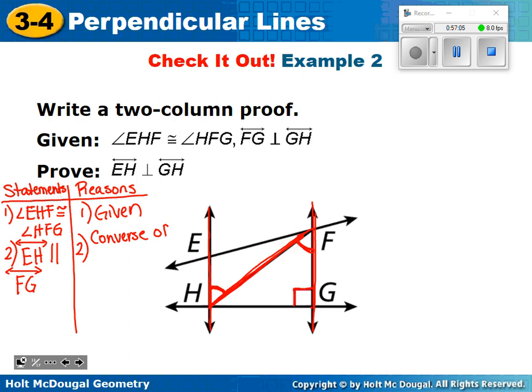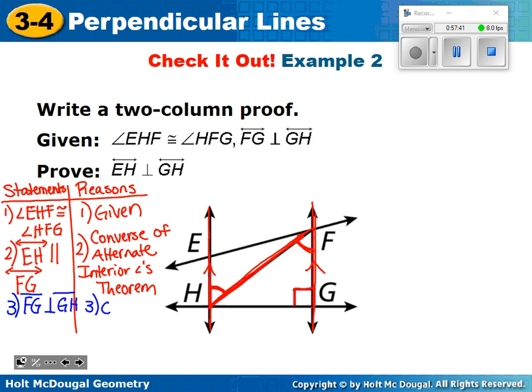This would be converse of, and the angles we had were alternate interior angles, theorem. Those are long to write out. Converse of alternate interior angles theorem. Okay, so right now we have a pair of lines parallel. I'm going to mark them in my picture. These are now parallel. Go back to our given. Let's write the next given that they gave us, number 3. FG is perpendicular to GH. Given.